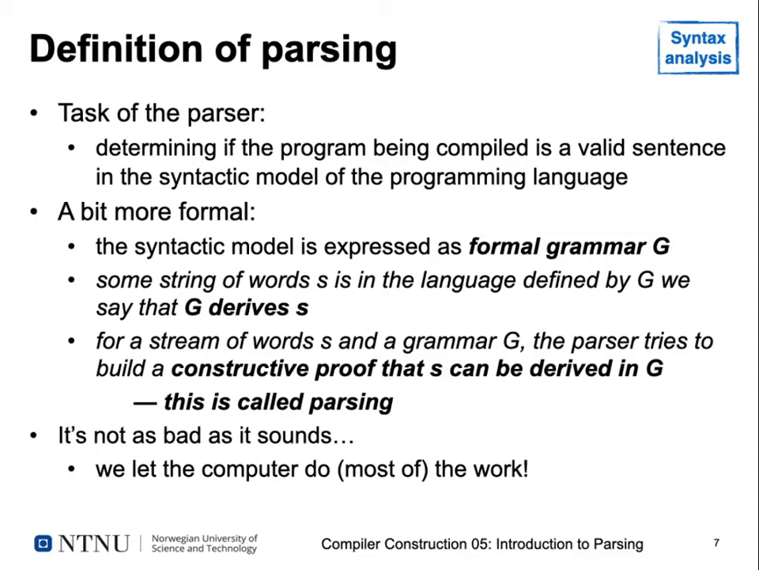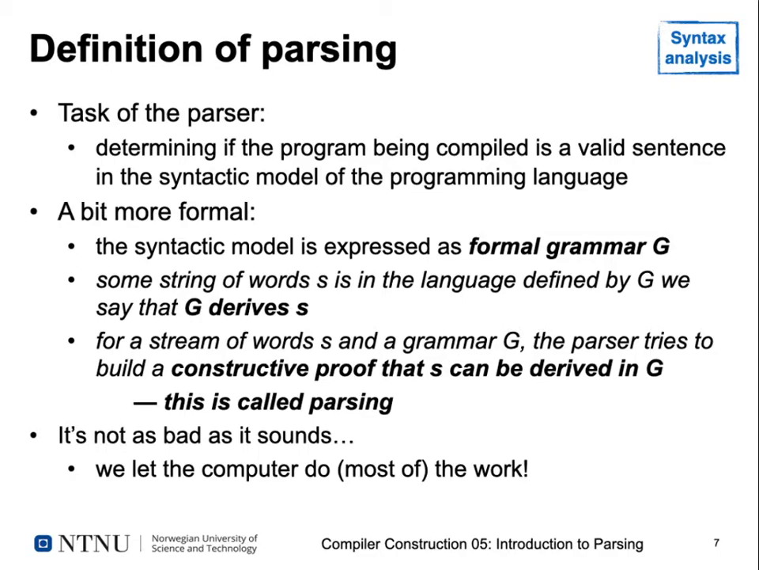And if some string of words can be generated by this grammar G, so it is in the language defined by G, we simply say that grammar G derives a string S. And for a string or stream of words S and a grammar G, the parser then tries to build a constructive proof that S can be derived in G. Now that sounds very horrible and mathematics heavy, but it's not that bad. This proof is called parsing.